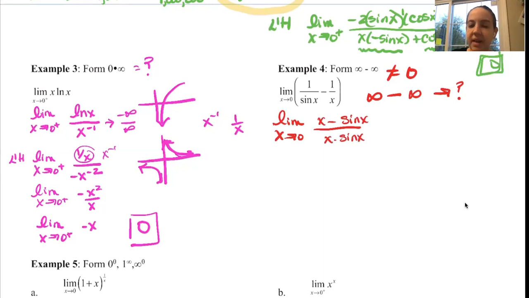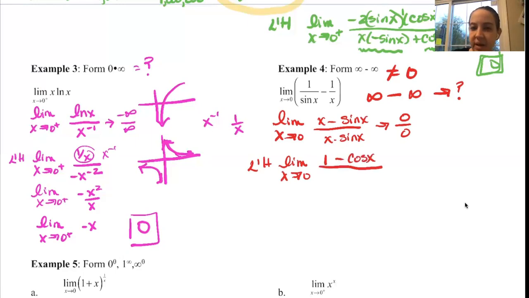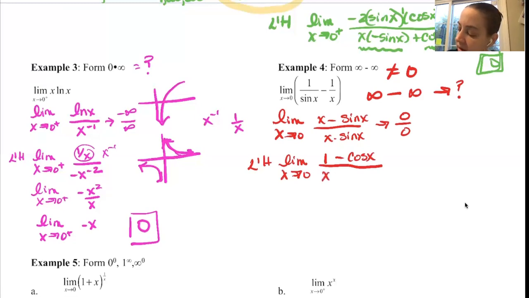And just double check. You want to make sure you are getting that 0 over 0 form. So the numerator is 0, the denominator is 0. We're good. Now we can use L'Hopital. The derivative of x is 1. The derivative of sine is cosine. In the bottom, I have an x sine of x. What kind of rule do we need? Product rule. So first, derivative of the second plus the second derivative of the first.